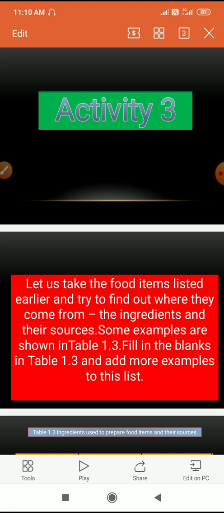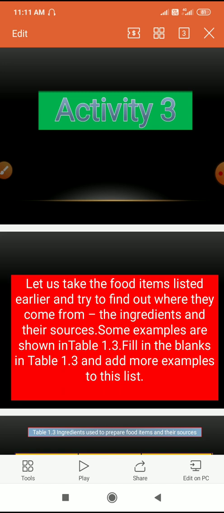But can you tell the sources of the ingredients which we use to prepare food items? Some sources we can tell easily because we are familiar with them. For example, fruits, vegetables, pulses and cereals. Where do they come from? Of course, they come from plants.